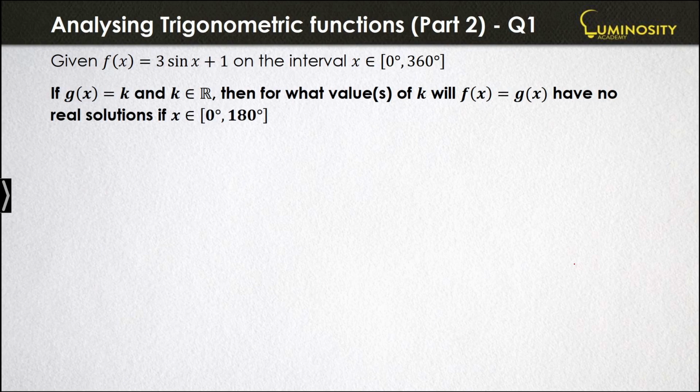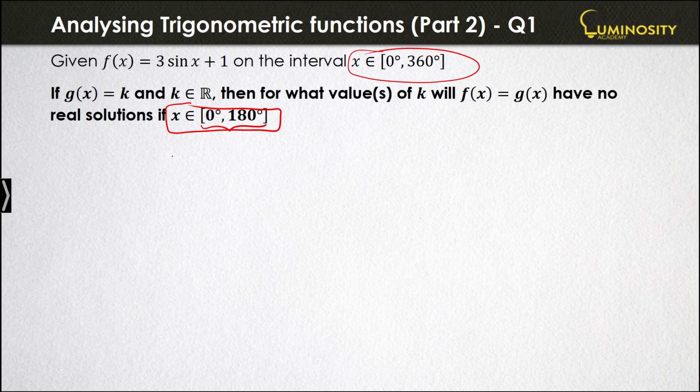All right. Lastly, we want to know: if g of x equals k, and k is a real number, then for what value or values of k does f of x equals g of x have no real solutions if x is between 0 degrees and 180 degrees. So we're going to need to be careful here because the full graph is on 0 to 360 degrees, but we are interested in this portion.